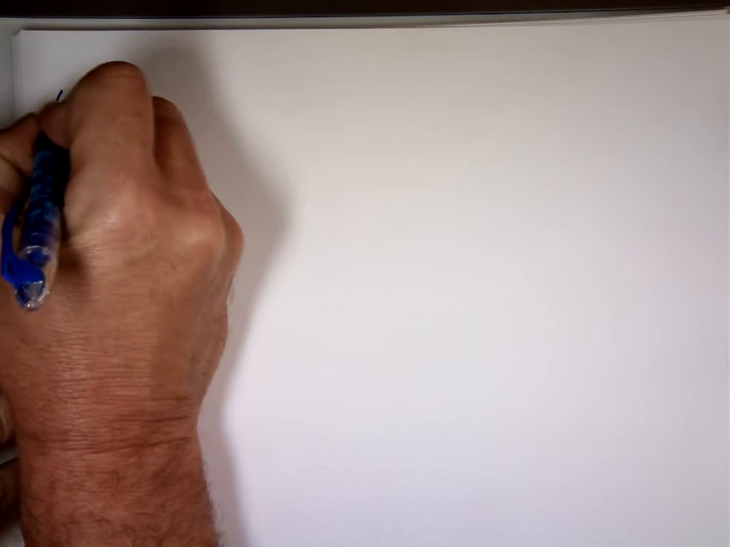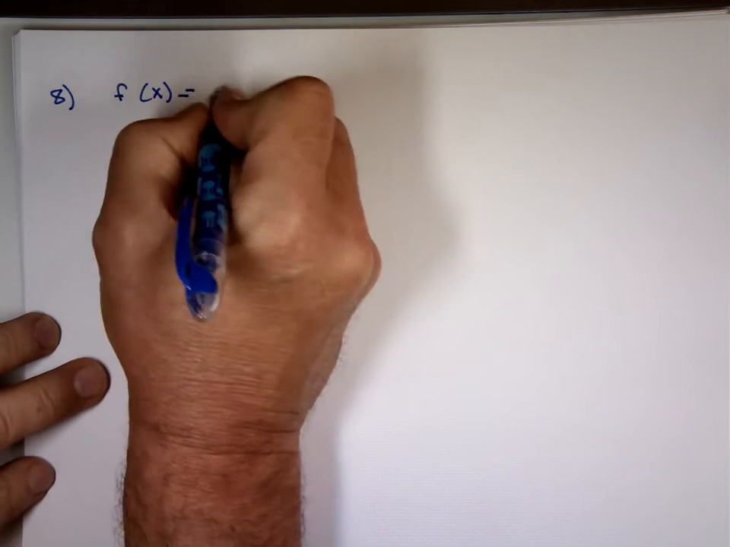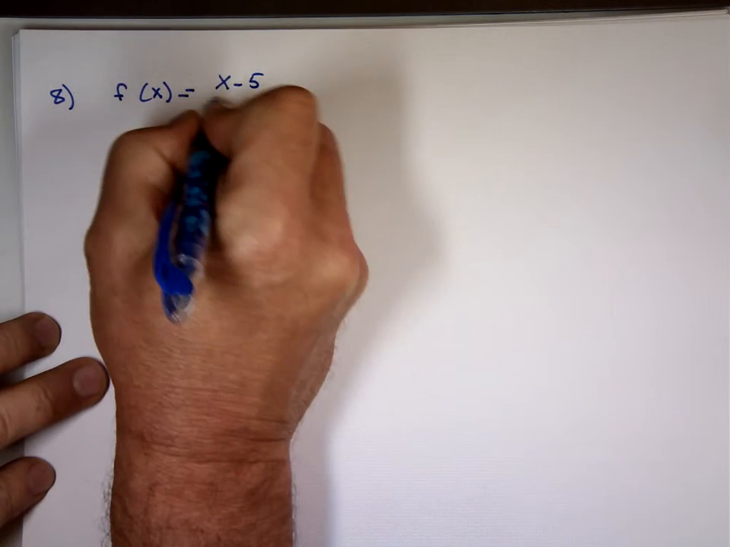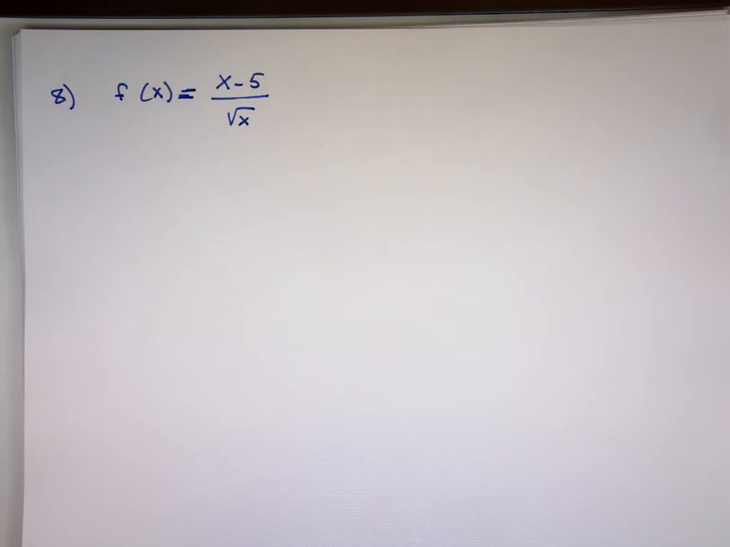You have f of x, that's number 8, equals what? X minus 5 over the square root of x. Now I know you probably want to use the quotient rule. And that's fine. But there's a quicker way than the quotient rule. Much, much quicker.